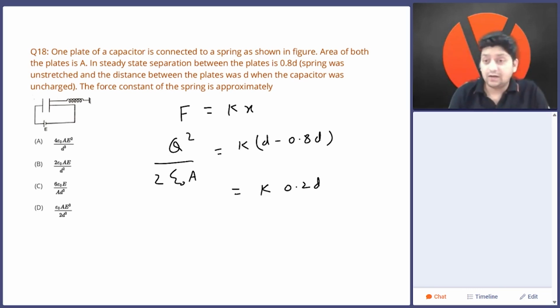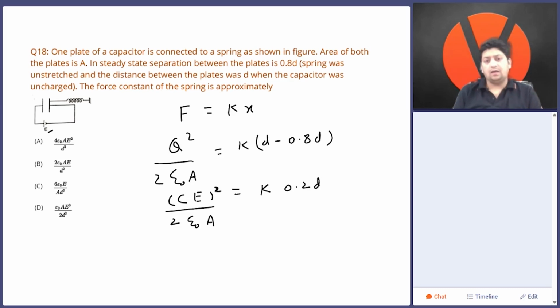Now, E is not electric field over here. Just keep this thing in mind, because E is the EMF of this cell, and we know that Q is equal to CV. So CV is nothing but CE. So CE square by 2 epsilon naught A, right? And this is the scenario.